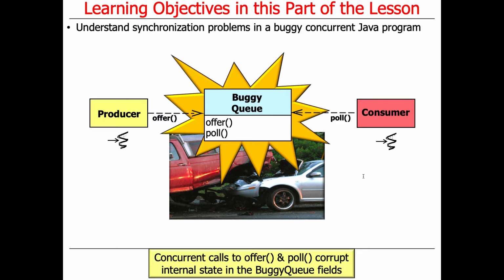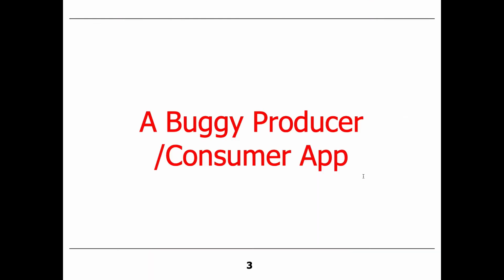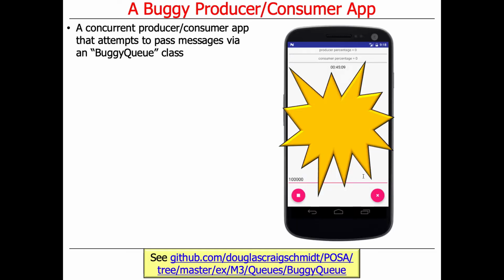It's called buggy queue. And as the name implies, it's designed intentionally to not do the right thing when multiple threads access it. We're going to have a couple of methods, offer and poll. And as we'll see, they have a couple of fatal flaws that make them very buggy. The producers and consumers run concurrently, and they try to put things in and pull things out of the queue. And as you might expect, chaos and insanity ensue.